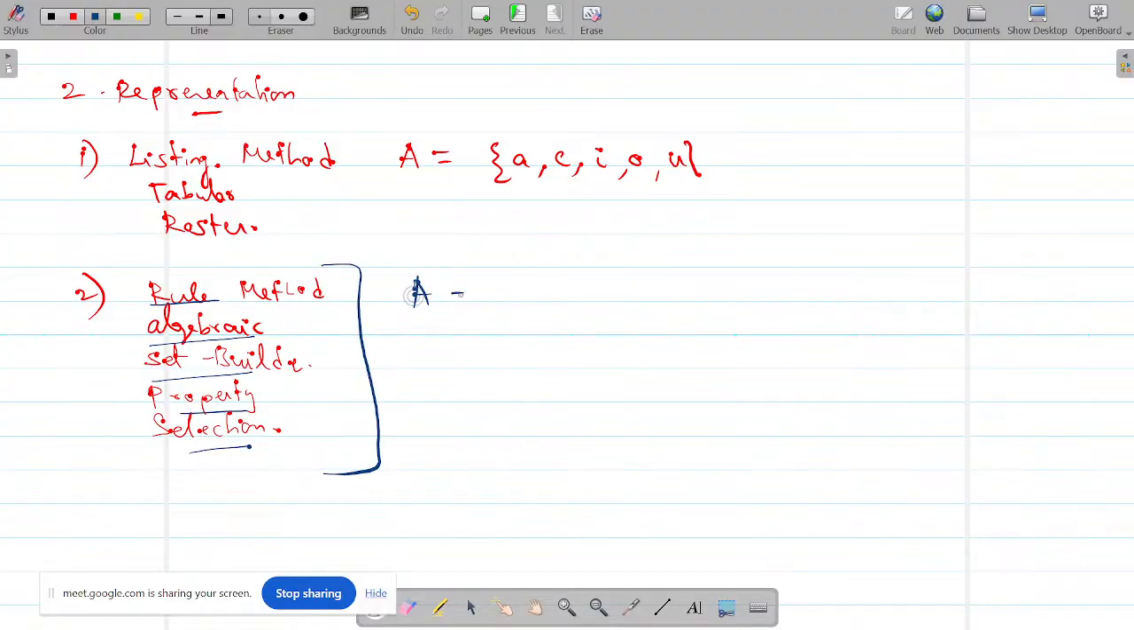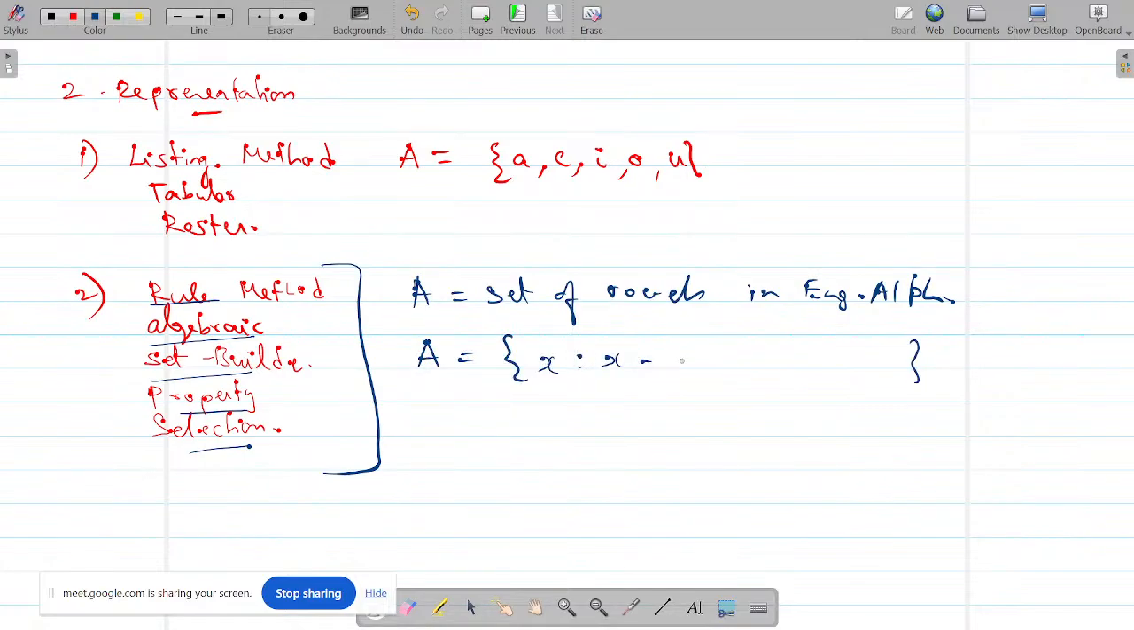So we write it as A is equal to, what is this A? Set of vowels in English alphabets, right? So A is a set of vowels in English alphabet. How we write this one in proper representation? We have already done this. A is equal to open the bracket, close the bracket, set of all x such that x is a vowel in English alphabet. So this is how you represent the rule method. Is it okay? Shall I continue? Then we go for different types of sets.